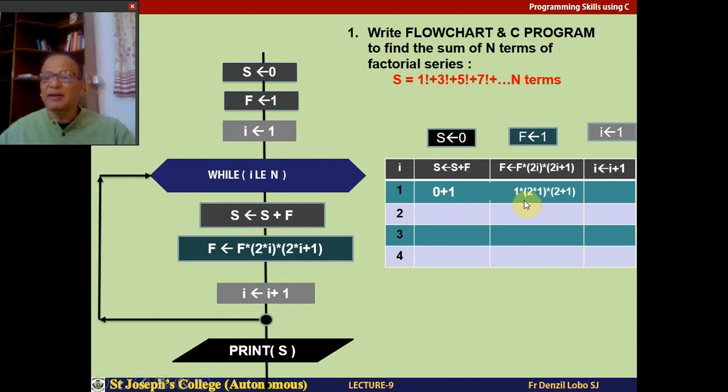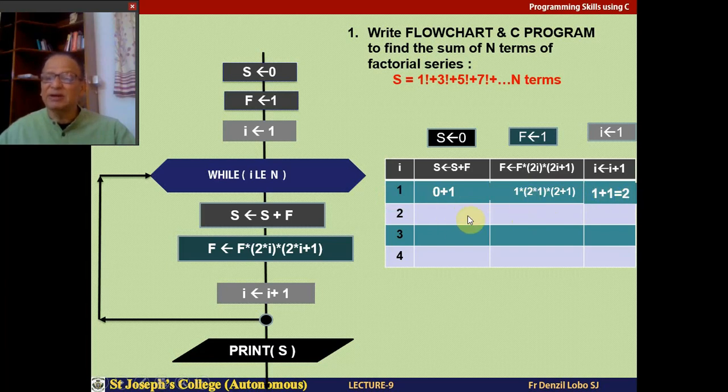So how do I get the next term? I become 1 into 2 into 1, 2 into 1, and 2 plus 1. So 2 into 1 is 2, 2 plus 1. So I is equal to 2 now. Already the first term is there. I have generated the next term, that is F, and I is equal to 2.